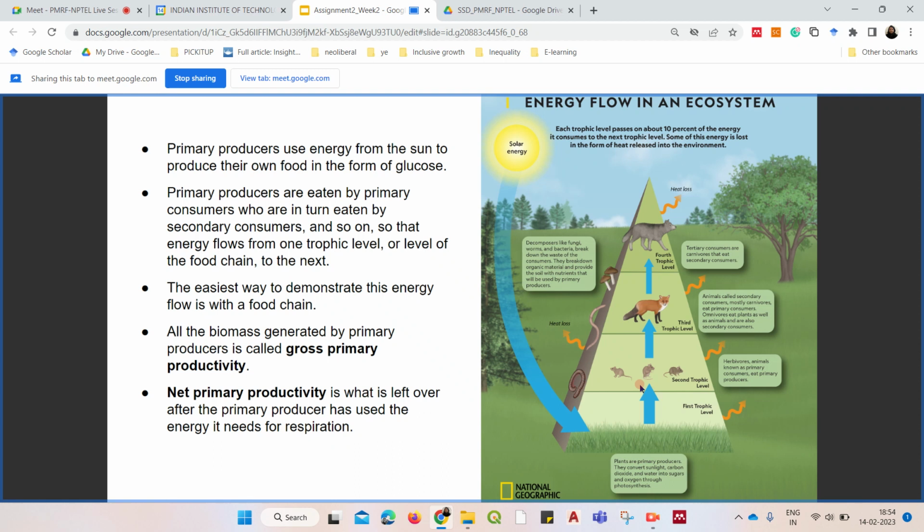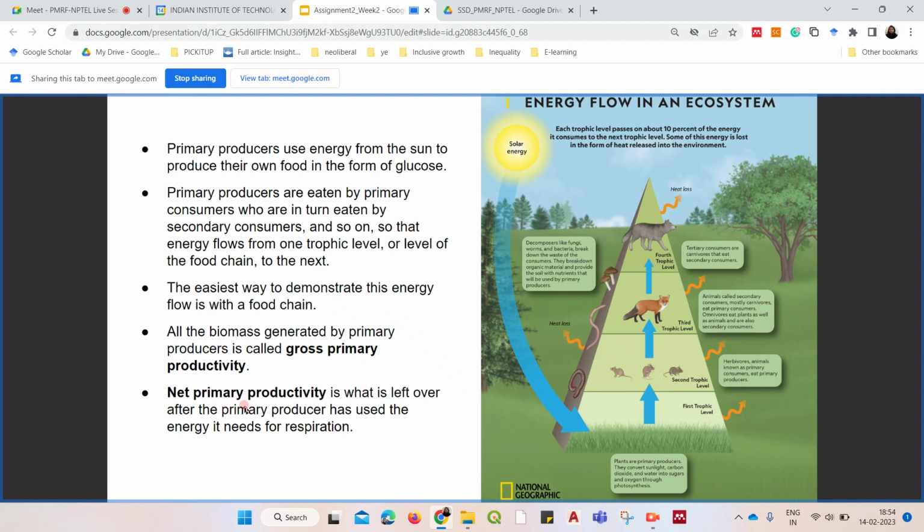So smaller carnivores are eaten by further animals in the fourth trophic level. In this way, energy is transmitted from one trophic level to another. All the biomass that is generated by the primary producer is called gross primary productivity.